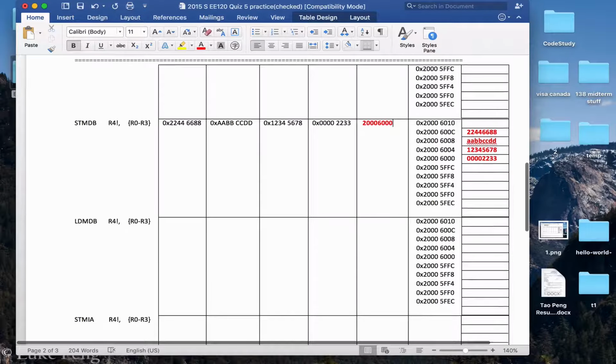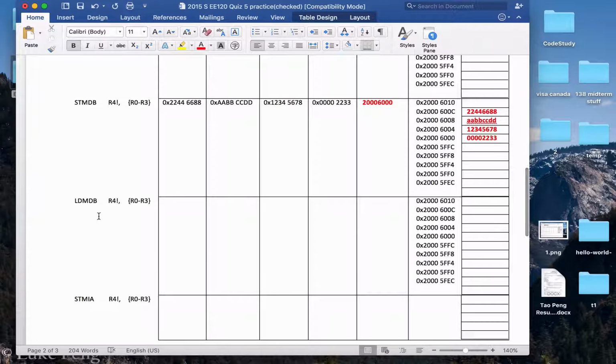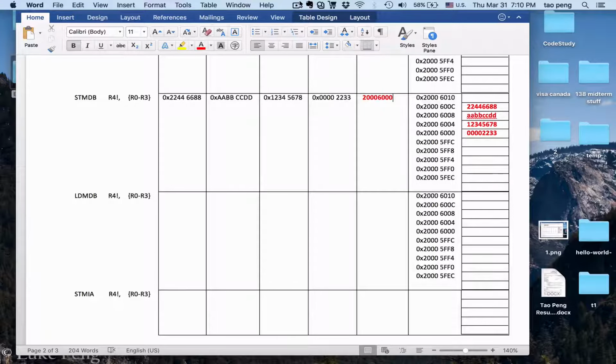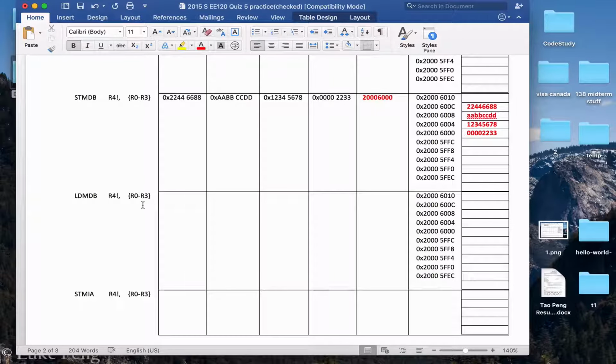Okay, then what I'm doing right now, note decrease. Okay, again, I have to pause. I have to message it to her. Okay, LDMDB R4!, R0 to R3. Okay, let's do that.